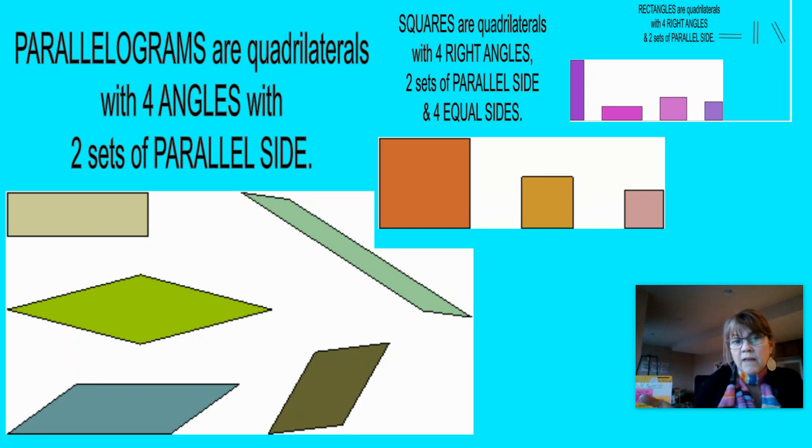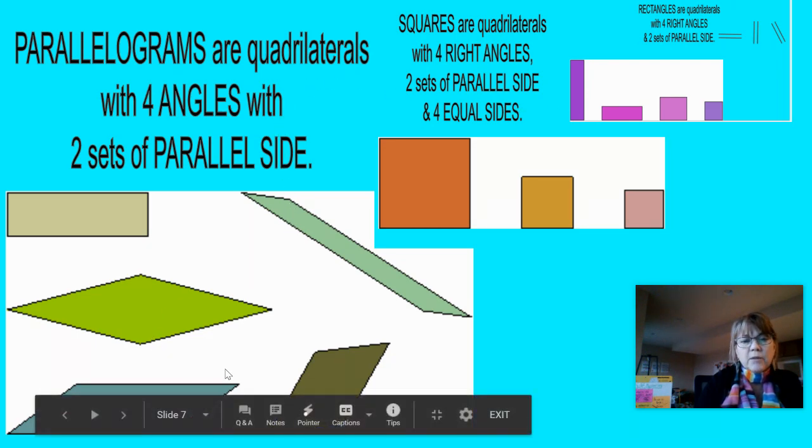Do they have four sides? Yes. Do they have two sets of parallel sides? Absolutely. So all of these squares here qualify as parallelograms. The rectangles here, does it work? Four sides, four angles, two sets of parallel sides. Looks like all rectangles and all squares can be parallelograms, but not all of these parallelograms can be a square or a rectangle.